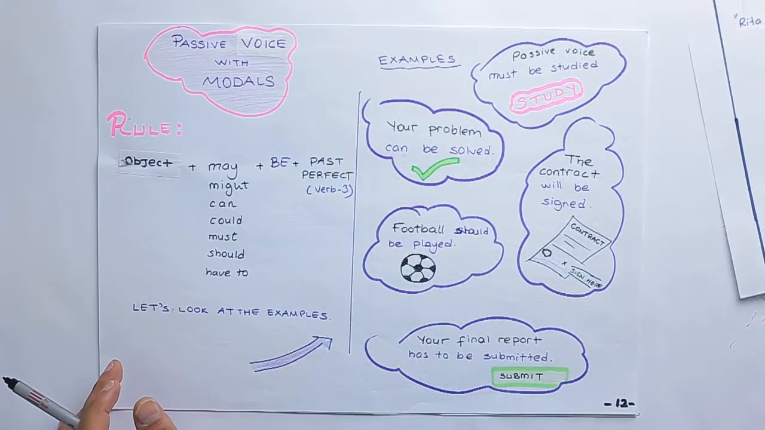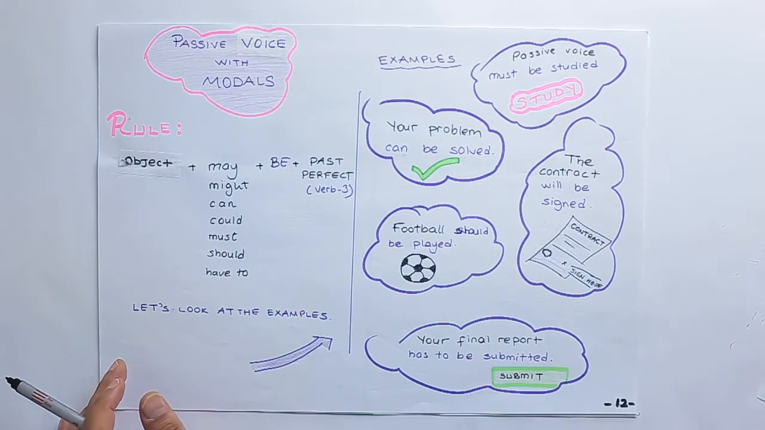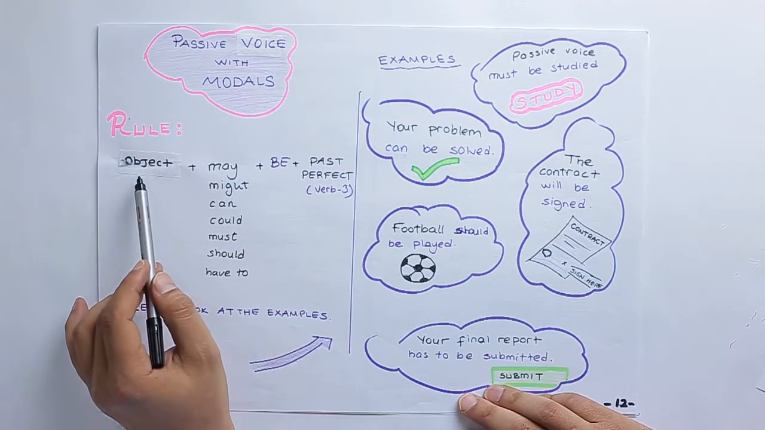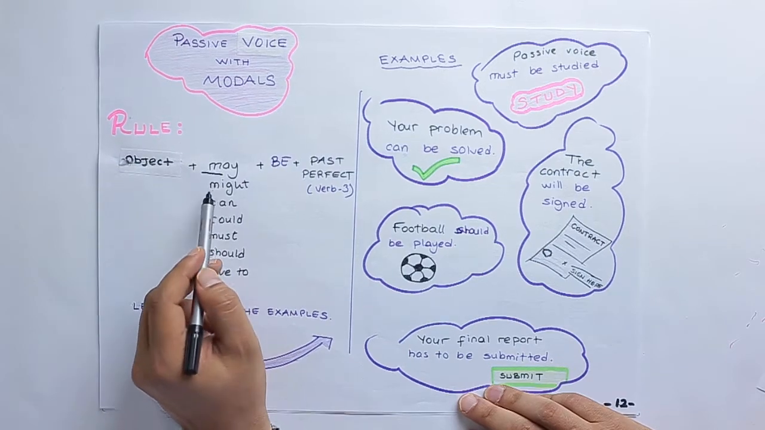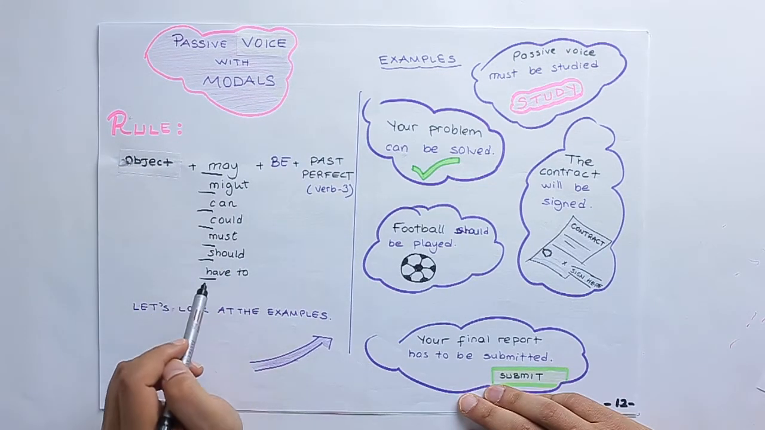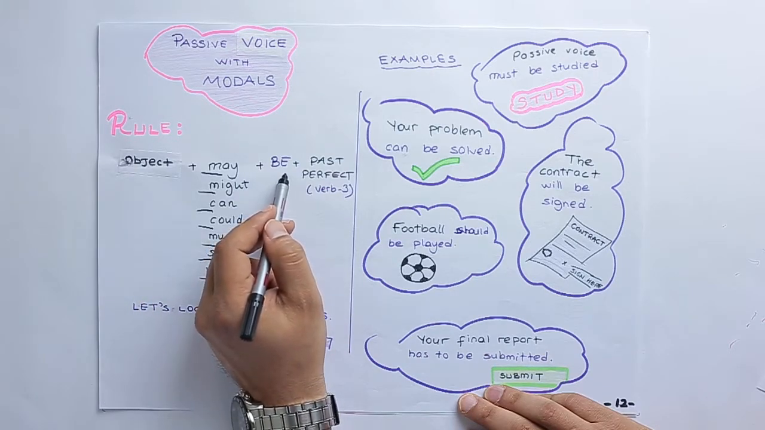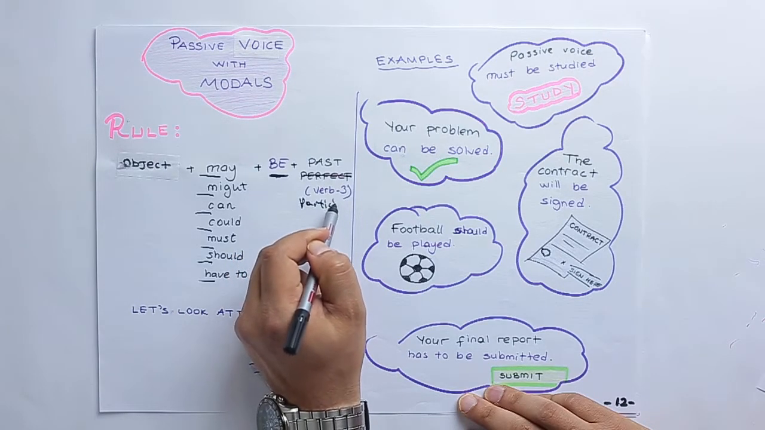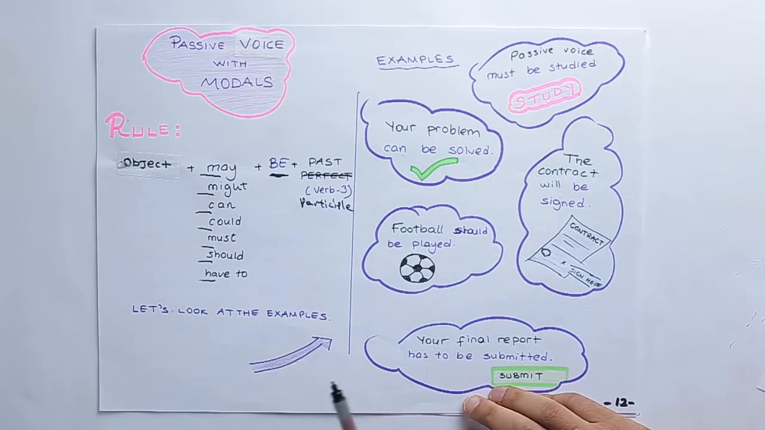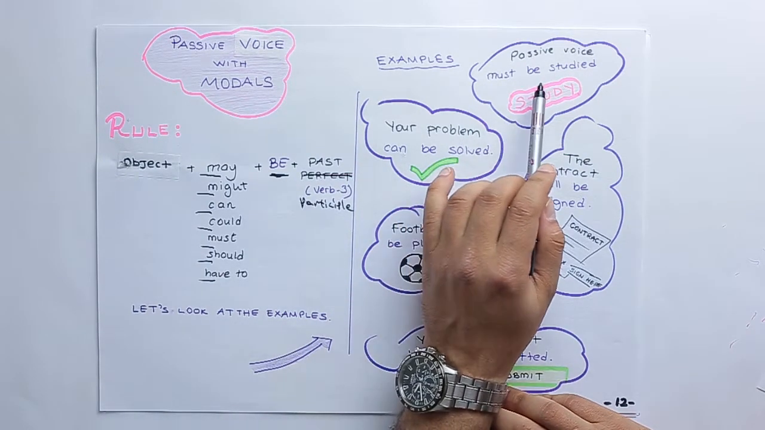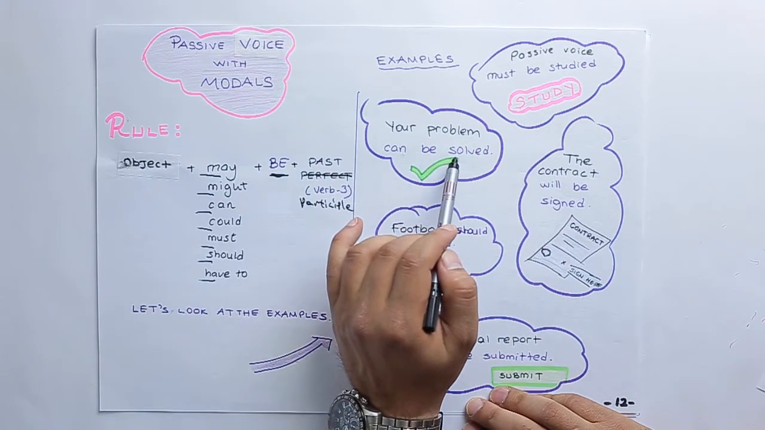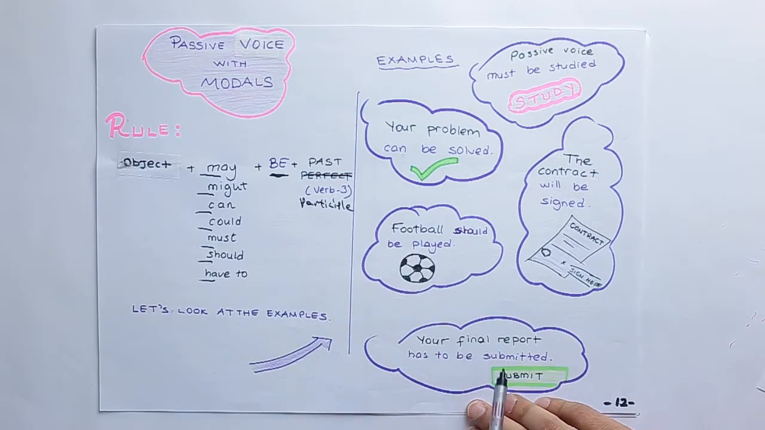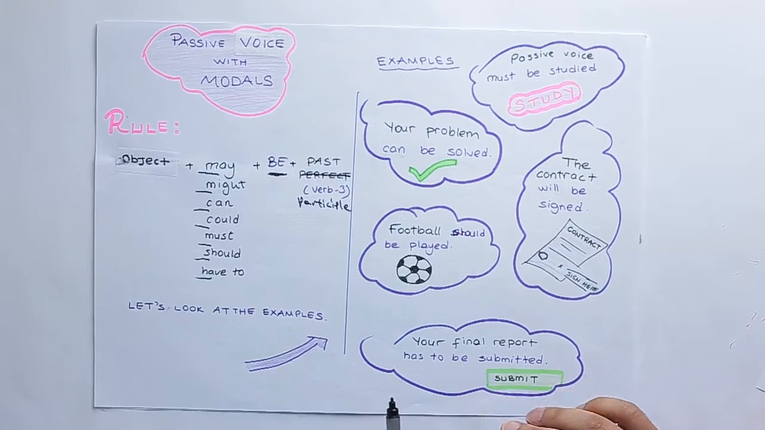Now, passive voice with modals. What are we gonna do? We are gonna study the modal verbs. Passive voice with modals, rule, object. The modals are may, might, can, could, must, should, or have to. Then the formula is be plus past participle. Don't forget it. Past participle, verb 3. Now let's look at the examples. Passive voice must be studied. Your problem can be solved, or the contract will be signed, or football should be played. Your final report has to be submitted. These are the examples for the modal ones.